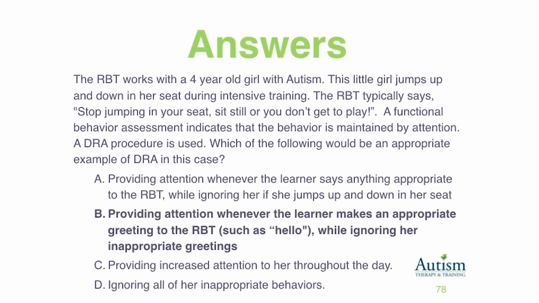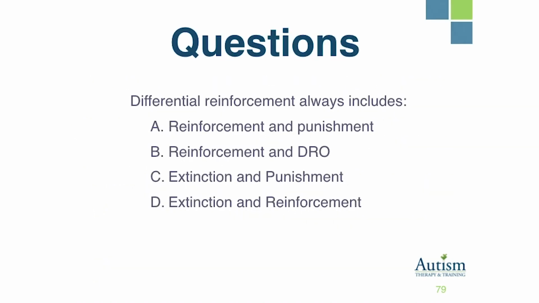And the correct response is B. Providing attention when the learner makes an appropriate greeting to the RBT, such as hello, while ignoring her inappropriate greetings. Differential reinforcement always includes A. Reinforcement and punishment, B. Reinforcement and DRO, C. Extinction and punishment, or D. Extinction and reinforcement.